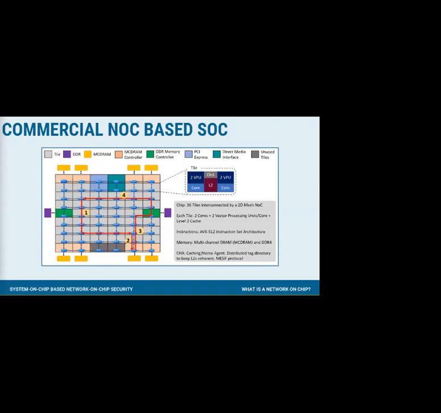Therefore, it is evident that network on chip performance is critical to the overall performance of the system on chip. For example, the interconnect in the Intel Knights Landing architecture is capable of delivering more than 700 gigabits per second of total aggregate bandwidth.